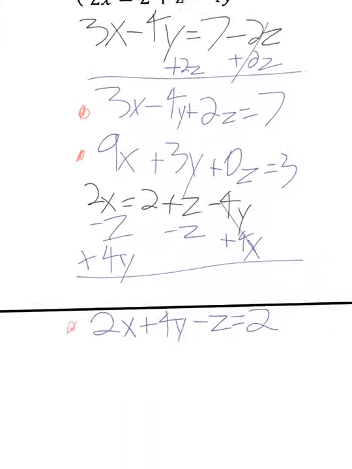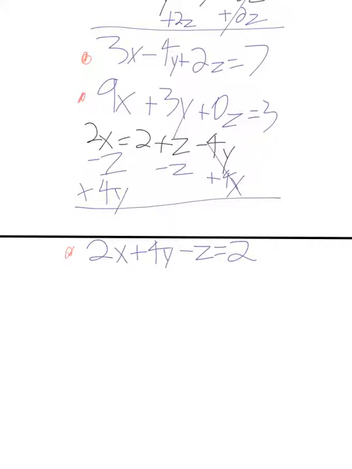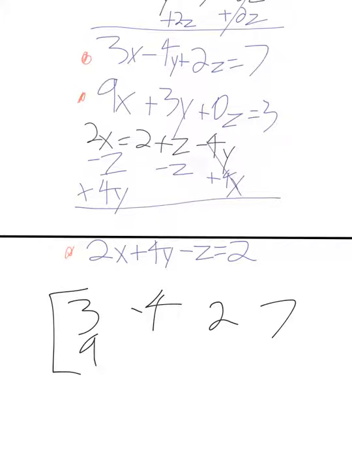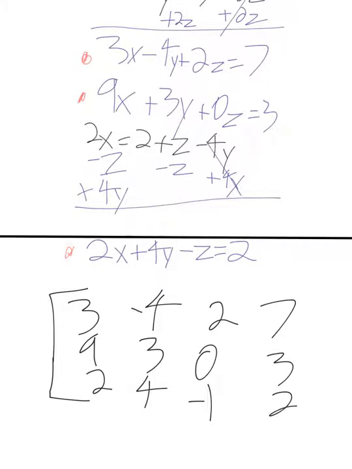I'm ready to make my matrix. I'm just going to write the coefficients. So I'm going to go 3, negative 4, 2, 7. So you want x, y, z, constant. Then 9, 3, z is 0, constant is 3. So let me make this matrix bracket a little bigger. And then I have 2, 4, minus z is negative 1, and then that'll equal 2.